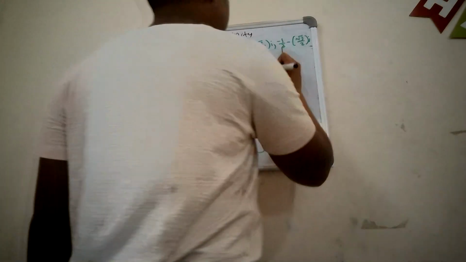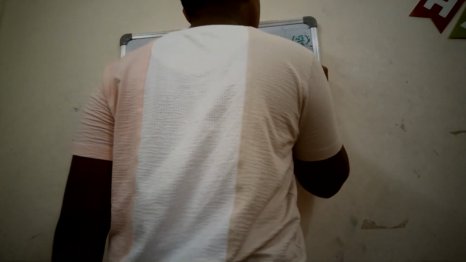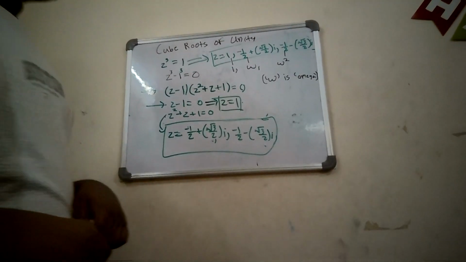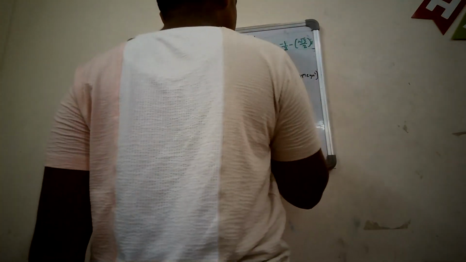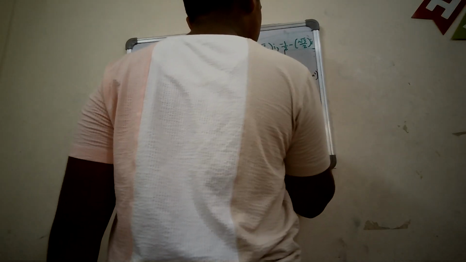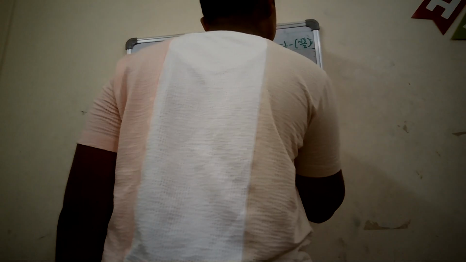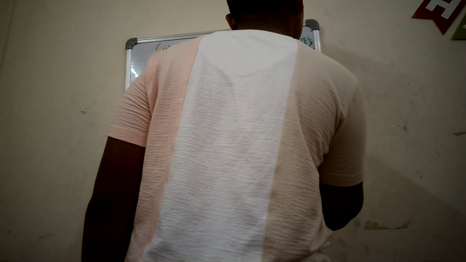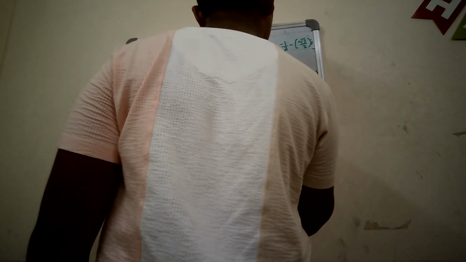Now look, this is something new we're going to learn. This is omega. Now, it's a special name, and there's something special about this. Note: omega is like a W, like this. So omega and omega squared are the primitive cube roots of unity.